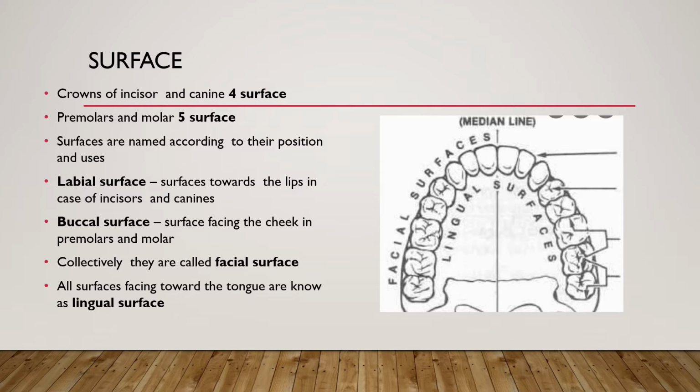And collectively, the labial and the buccal surfaces are known as the facial surface. As you can see in the picture, the facial surfaces are clearly marked. And वो सारी surfaces जो tongue की तरफ face करती है उन्हें we call lingual surfaces. All surfaces facing towards the tongue are known as lingual surfaces, as you can see in this picture.